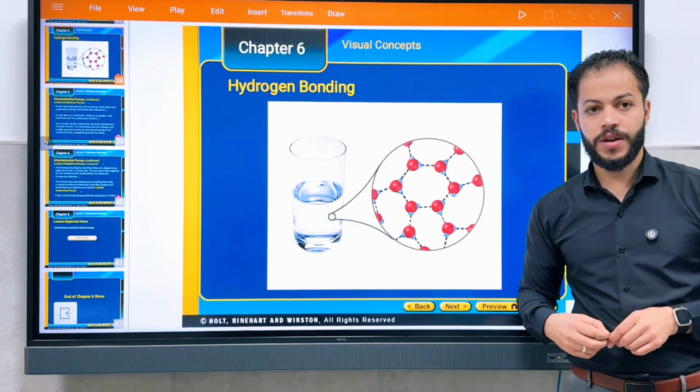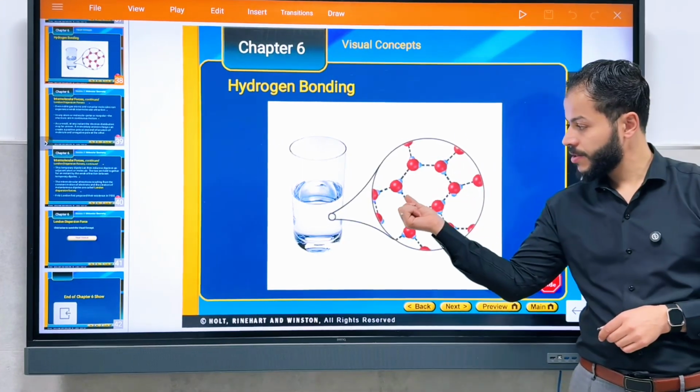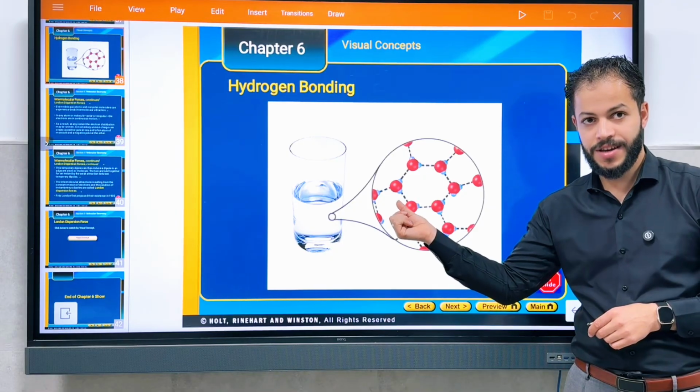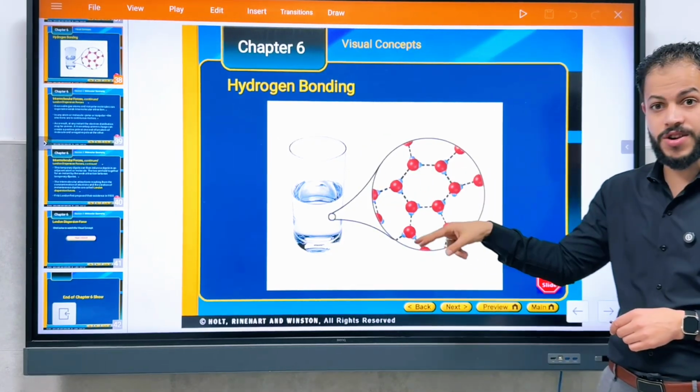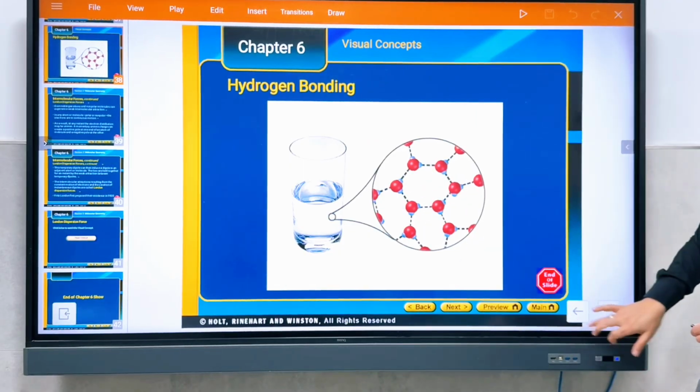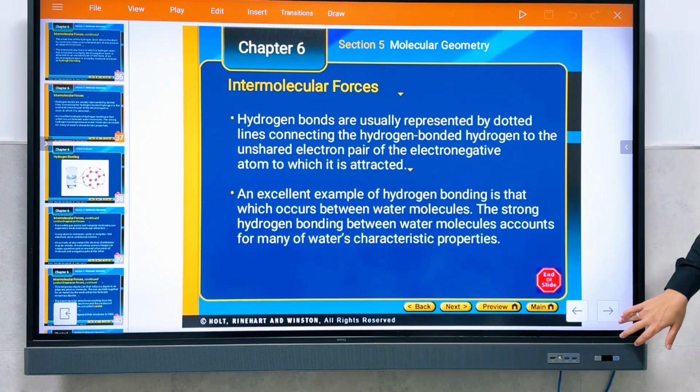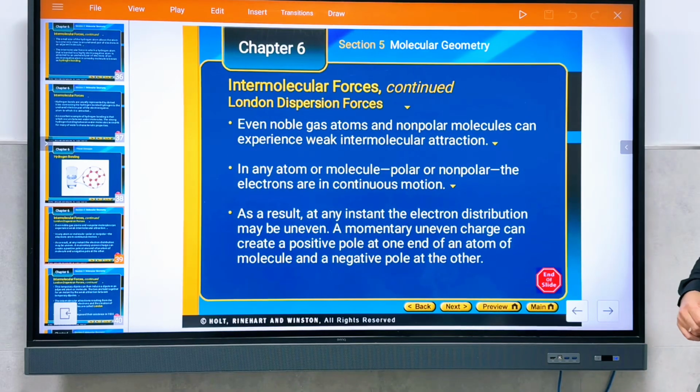What is this type of bond, guys? Between what? The molecules. You see that? We know that the ice crystal is actually a hexagonal shape. You see the hexagonal shape, guys? Okay. This is the hydrogen bond. This is the London dispersion.